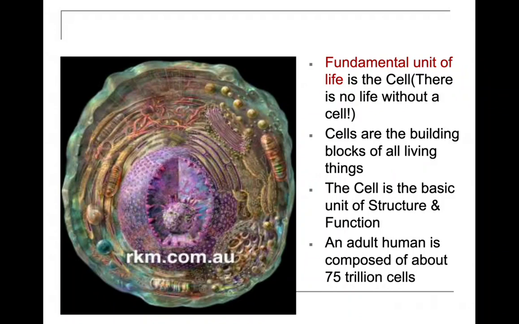Cells are the building blocks. It's the basic unit of structure and function. And in a human adult, we usually have about 75 trillion cells.